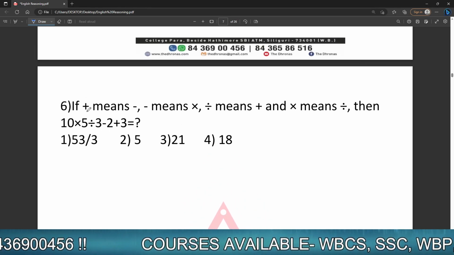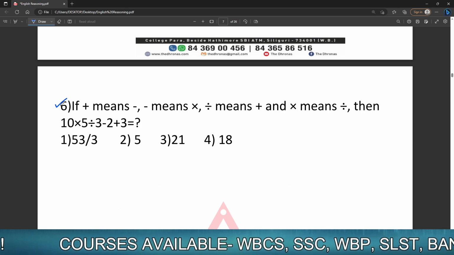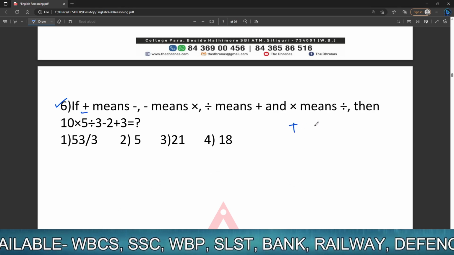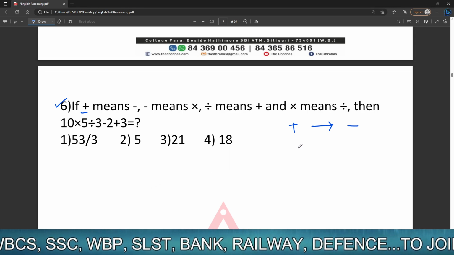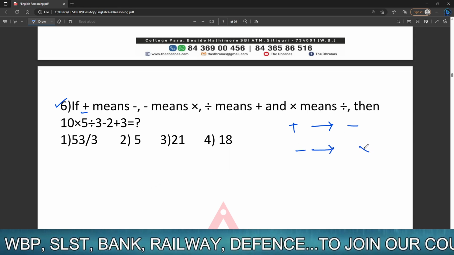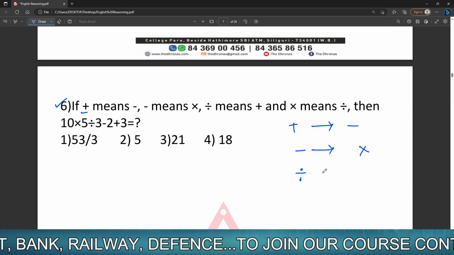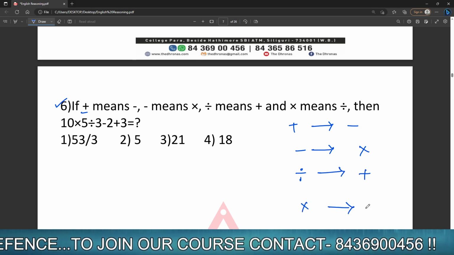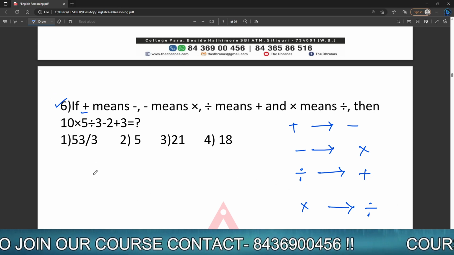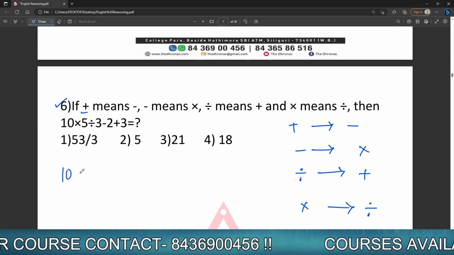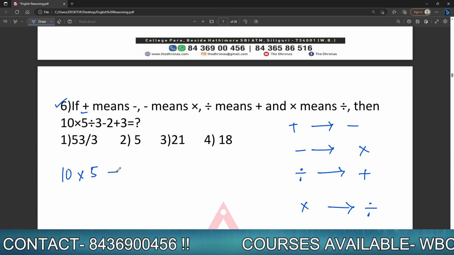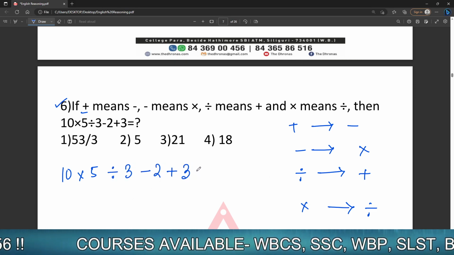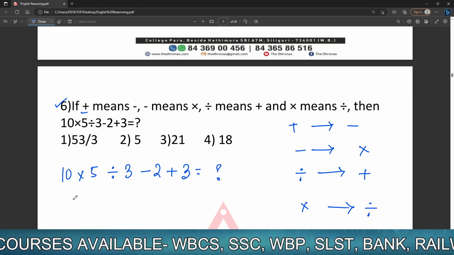This is also about coding. What it says: plus means minus, minus means multiplication, division means plus, and multiplication means division. I'm just writing it here for you. So the question is 10 multiplied by 5 divided by 3 minus 2 add 3, gives what?